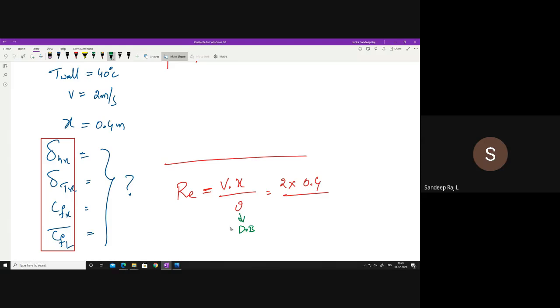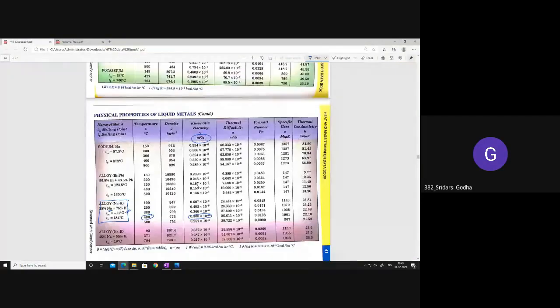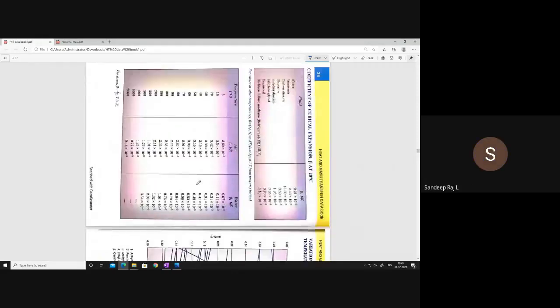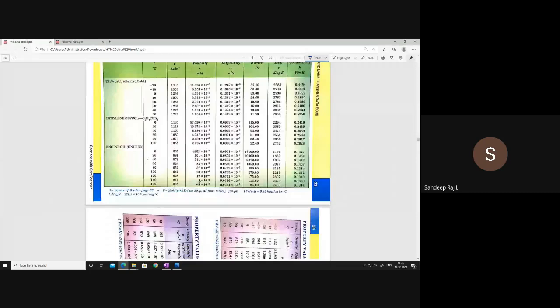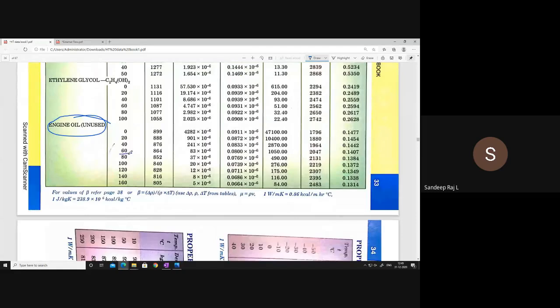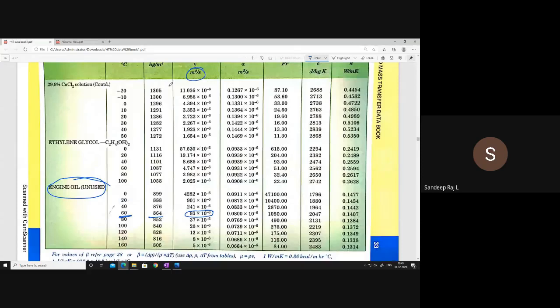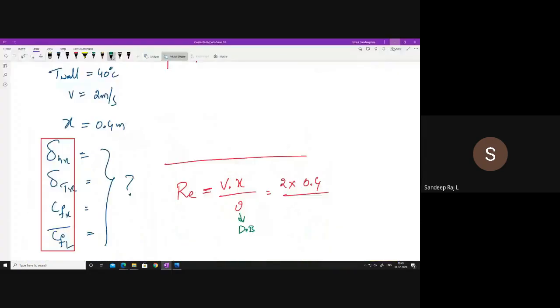Can somebody tell me what is the page number for engine oil in the data book? 33. Thank you. Page number 33. Here you can see there is an engine oil. This is also sometimes called lubricating oil. For 60, the values are given directly here. You can use it. 83 into 10 to the power of minus 6 meter square per second is the kinematic viscosity.